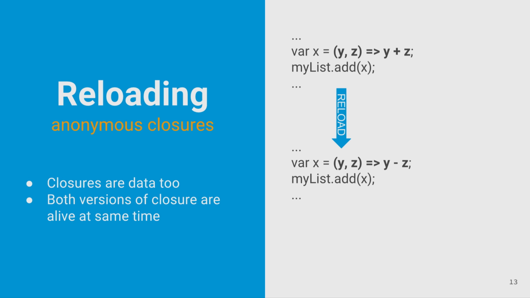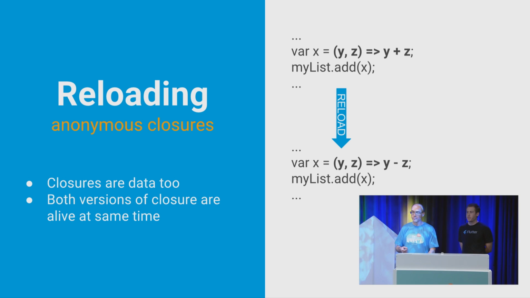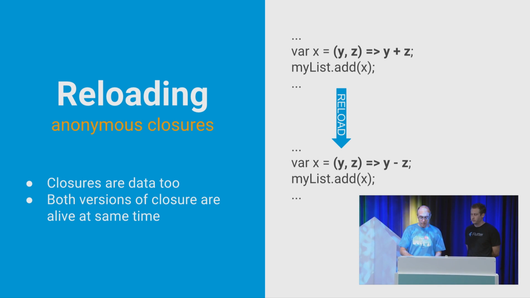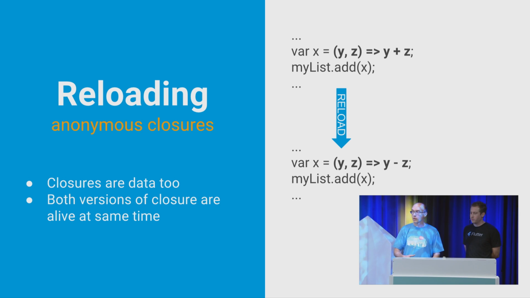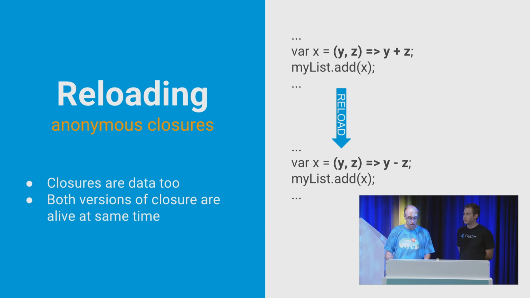Okay, anonymous closures. In bold here, you see an anonymous closure that is adding two numbers. And after reload, maybe it subtracts two numbers. Well, the closures get captured at the time that they're created. So it's not like just because you did a reload that this closure that you've created is going to change. It will continue to be plus after the reload, even though you've changed it.